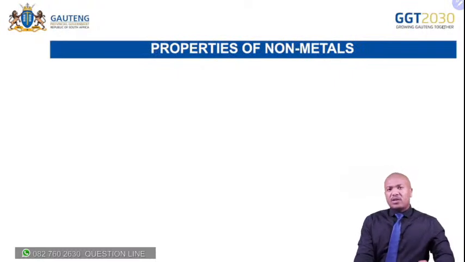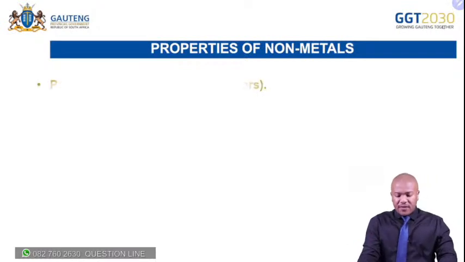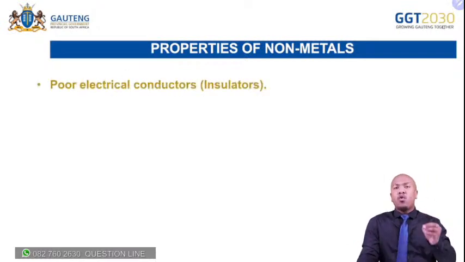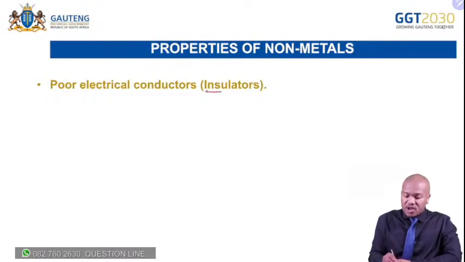Right. So now, properties of non-metals. We are talking about now the characteristics which non-metals have. First of all, they are poor conductors of electricity. What do we mean when we say they are poor conductors of electricity? It means that they don't conduct electricity, or they poorly conduct electricity. Therefore, we call them insulators.